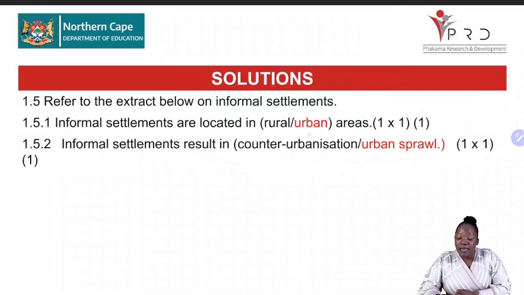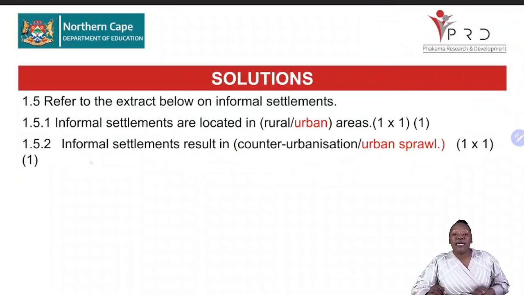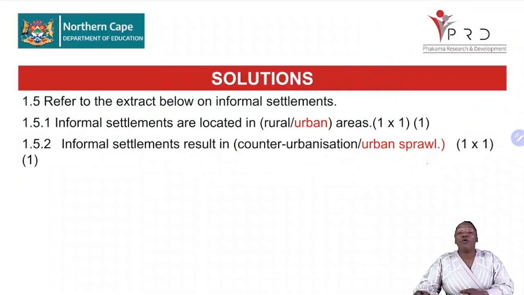Then secondly, the informal settlements result in counter-urbanization or urban sprawl. Remember, with informal settlement, these people give themselves the land, so they build their settlement illegally. That is the urban sprawl, because we're looking at uncontrollable development in the cities. When we're looking at counter-urbanization, remember, it's the time when people are going back to rural areas. We call that counter-urbanization.